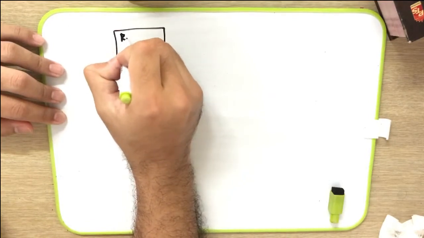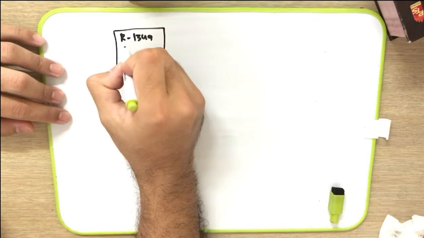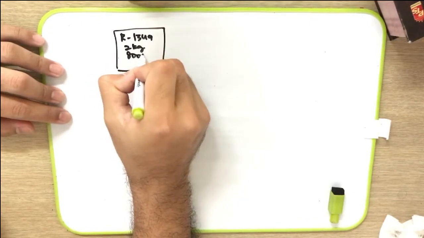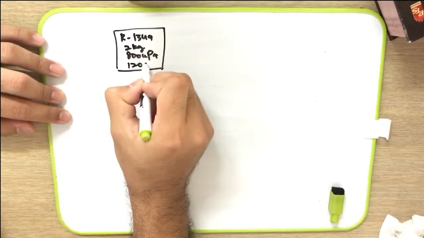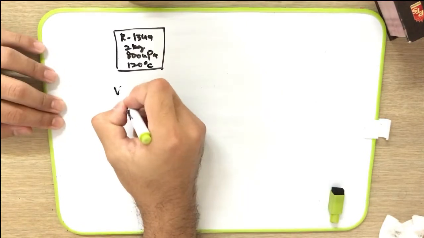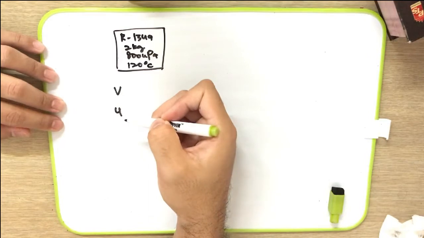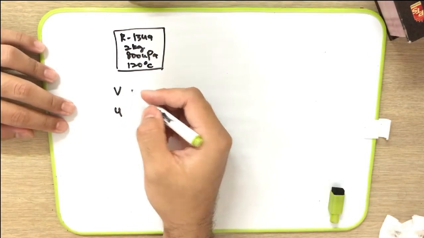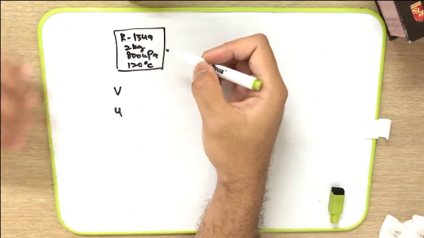The refrigerant 134A, and the mass is 2 kg. The pressure is 800 kilopascal, and the temperature is 120 degrees C. In order to find V and also U, where V is volume and U is internal energy, we need to first identify what the phase of this refrigerant inside this vessel is.